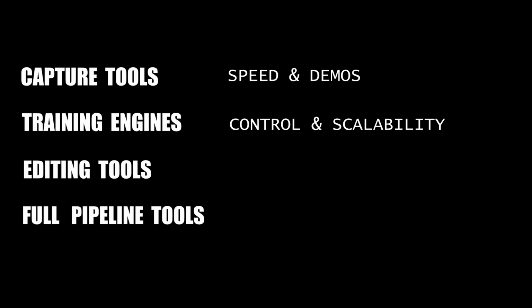In terms of strategic differences, the capture tools you want to use for speed and demos. Training engines are good for control and scalability. Editing tools are good for delivering quality. And full pipeline tools are optimized for team productivity. In enterprise settings, you usually combine the capturing, the training, and the optimization, rather than relying on one tool alone. And at this point, you're wondering, how can I choose them?